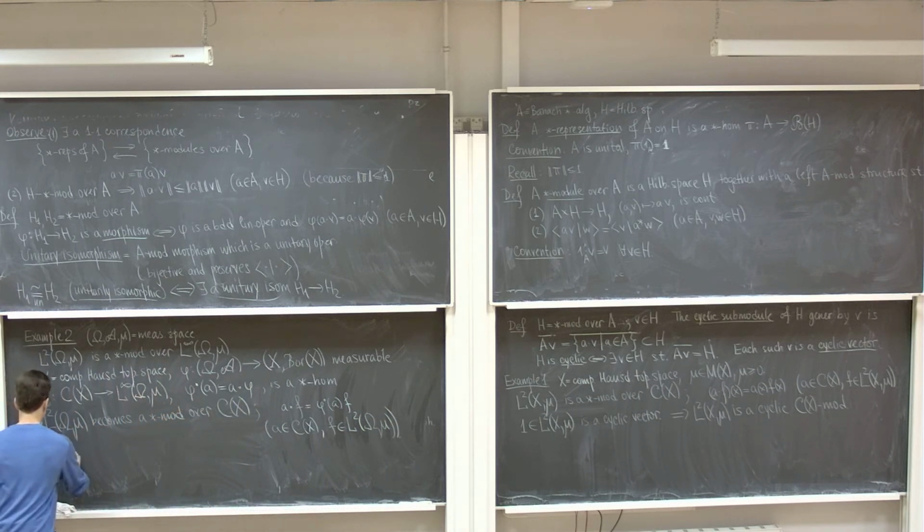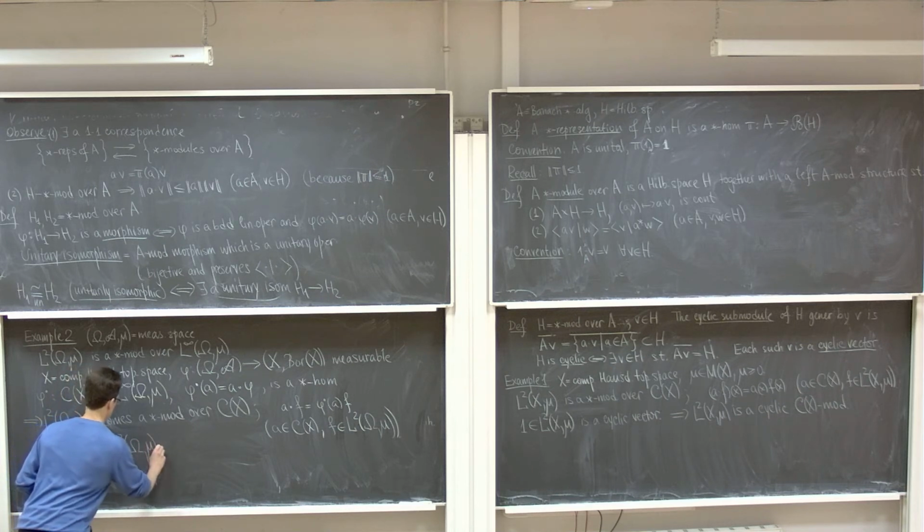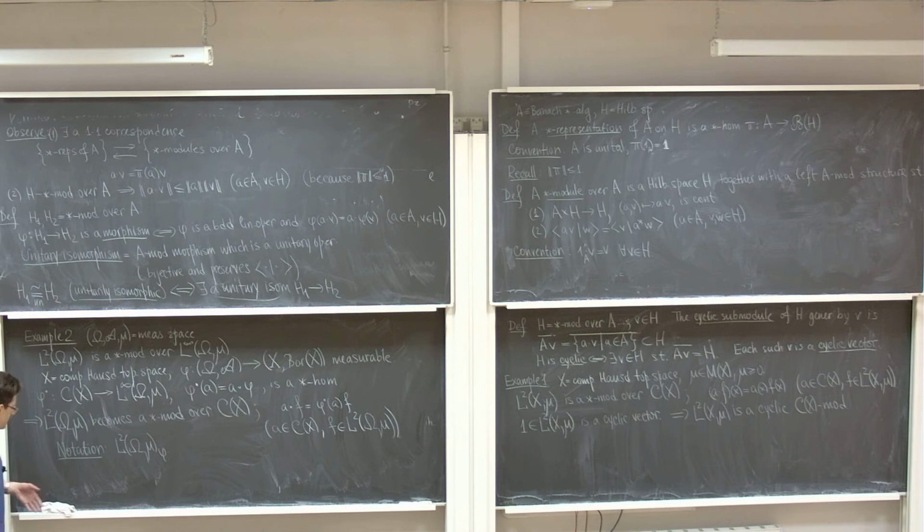Let's introduce a special notation for this module. This module will be denoted by L2(Ω, μ, φ). So the module structure is determined by the measurable map φ.